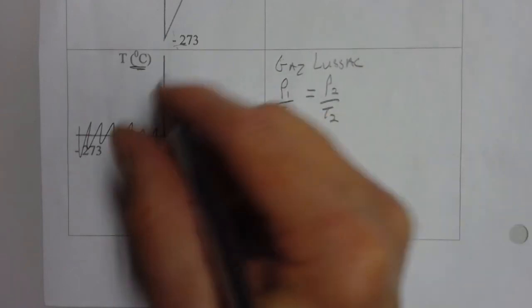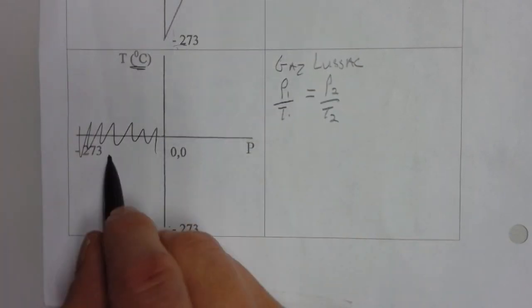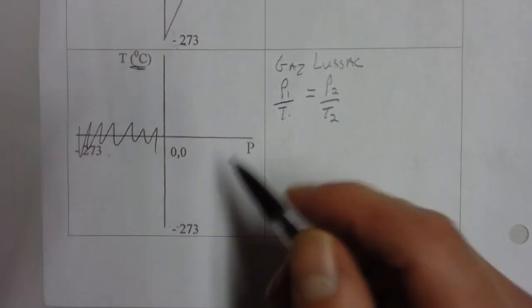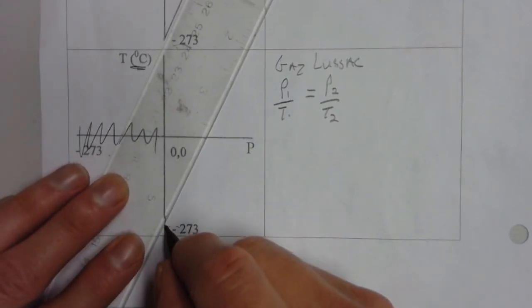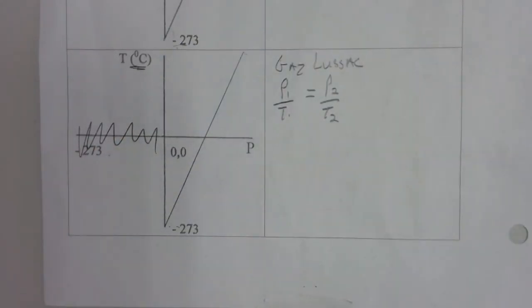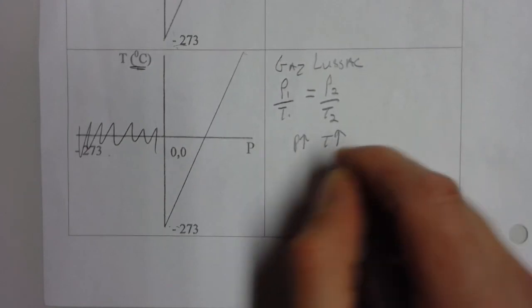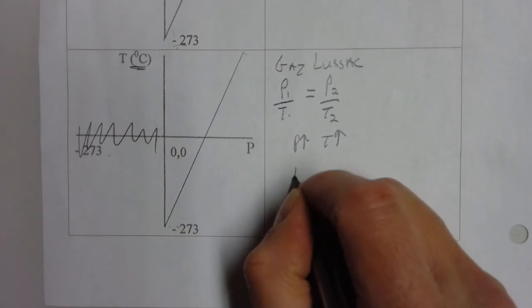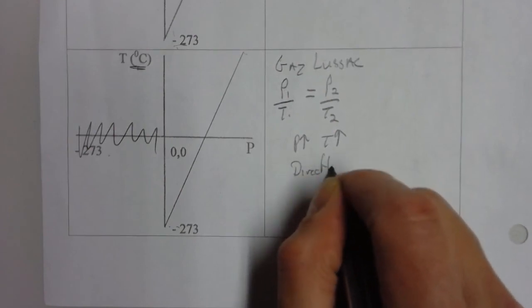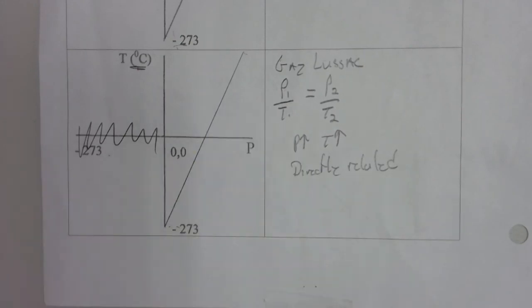So ratios relate to slopes with graphs. The slope is constant, so that's a direct relationship. And again, can't have a negative pressure. Celsius does have negative temperatures, and the minimum is negative 273. So it's going to look like that. It looks a lot like the Charles' law graph. And again, as pressure goes up, the temperature will go up, and they're directly related. And again, that'd be for a constant volume.